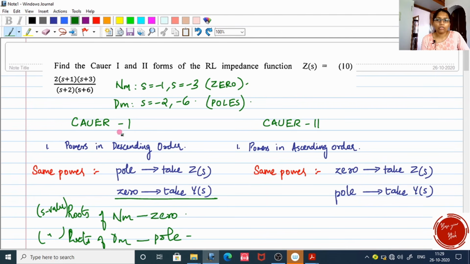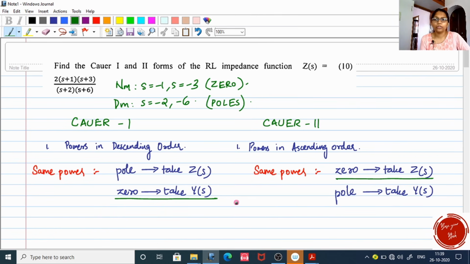So for Cauer 1, we have to take the function as y of s, and for Cauer 2, we have to take the function as z of s, because here it says that if the zero is nearer, then you have to take z of s. So let's do Cauer 1 first. To do Cauer 1, we have to divide the y of s function. Also make sure that the powers are arranged in descending order.